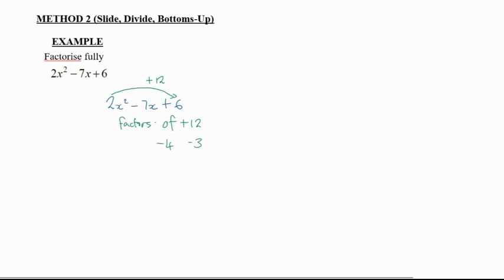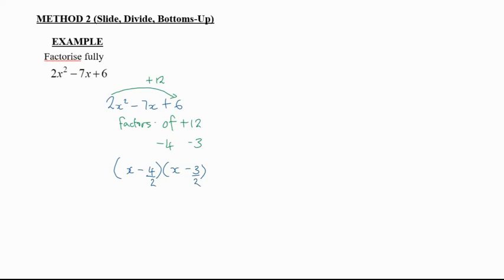Now, with this method, this is what I'm going to do. I'm going to have two brackets, one with an x, the other one also with an x, just like what we did before. This one I'm going to say x minus 4. This one I'm going to say x minus 3. But it doesn't end there, because obviously these are not the factors of the expression. So I'm going to come back to my coefficient of x squared, which is 2. That means I'm going to divide that by 2 there, and divide that by 2 there.